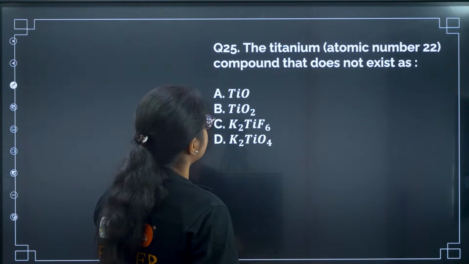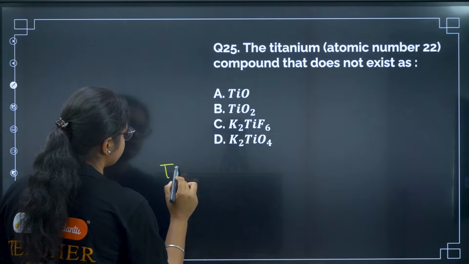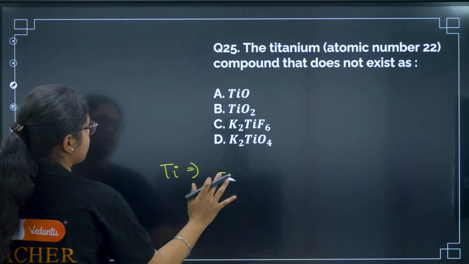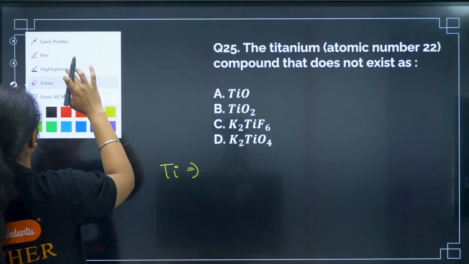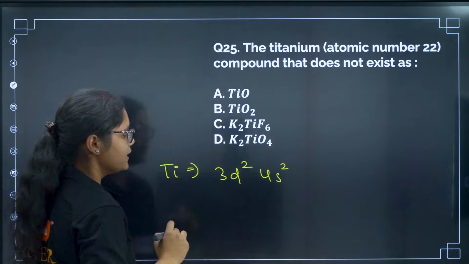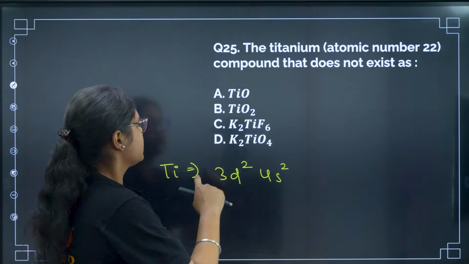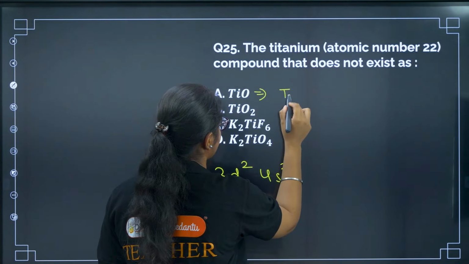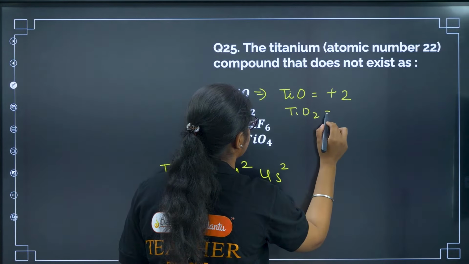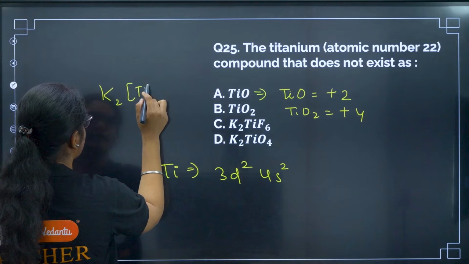Okay, next. Titanium compound that does not exist. So what is the electronic configuration of titanium? For titanium it is 22, right? So it is 3d2 4s2, right? So you can see the maximum oxidation state titanium can show is +4. Okay, so here what's the oxidation state of titanium? If you take TiO, it is +2. Here in TiO2, it is +4. Let us calculate for this one, K2TiF6.